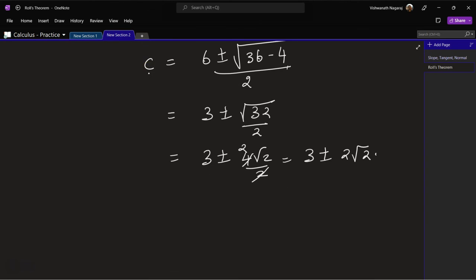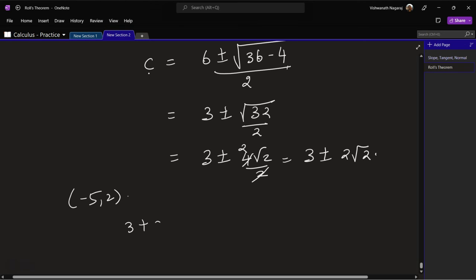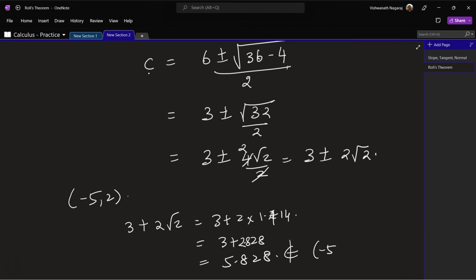Now the interval that we are interested in is minus 5 comma 2. So 3 plus 2 root 2 gives us 3 plus 2 times 1.414, which is equal to 3 plus 2.828, which gives us 5.828, which does not belong to minus 5 comma 2.